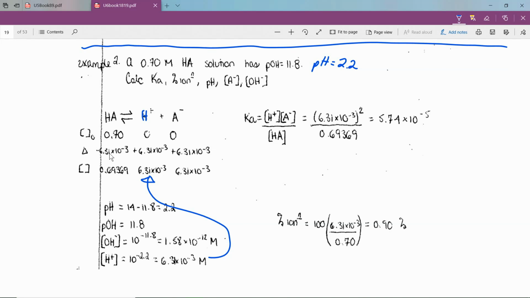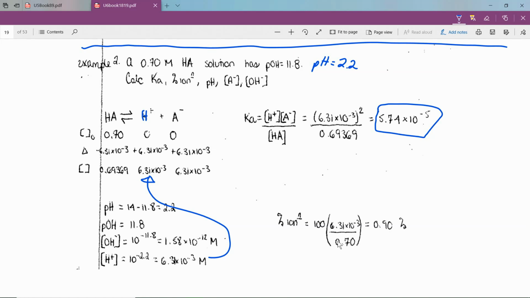1-to-1 ratio. So I lose 6.31 by 10 to the minus 3 moles per liter of HA, leaving 0.69369 molar at equilibrium. Plug those into the Ka expression, and you get a Ka of 5.74 by 10 to the minus 5. And the percent ionization is 100 times how much reacted, which is 6.31 by 10 to the minus 3, over what you started with, 0.7, and you get 0.9%. So that's the percent ionization for that weak acid.